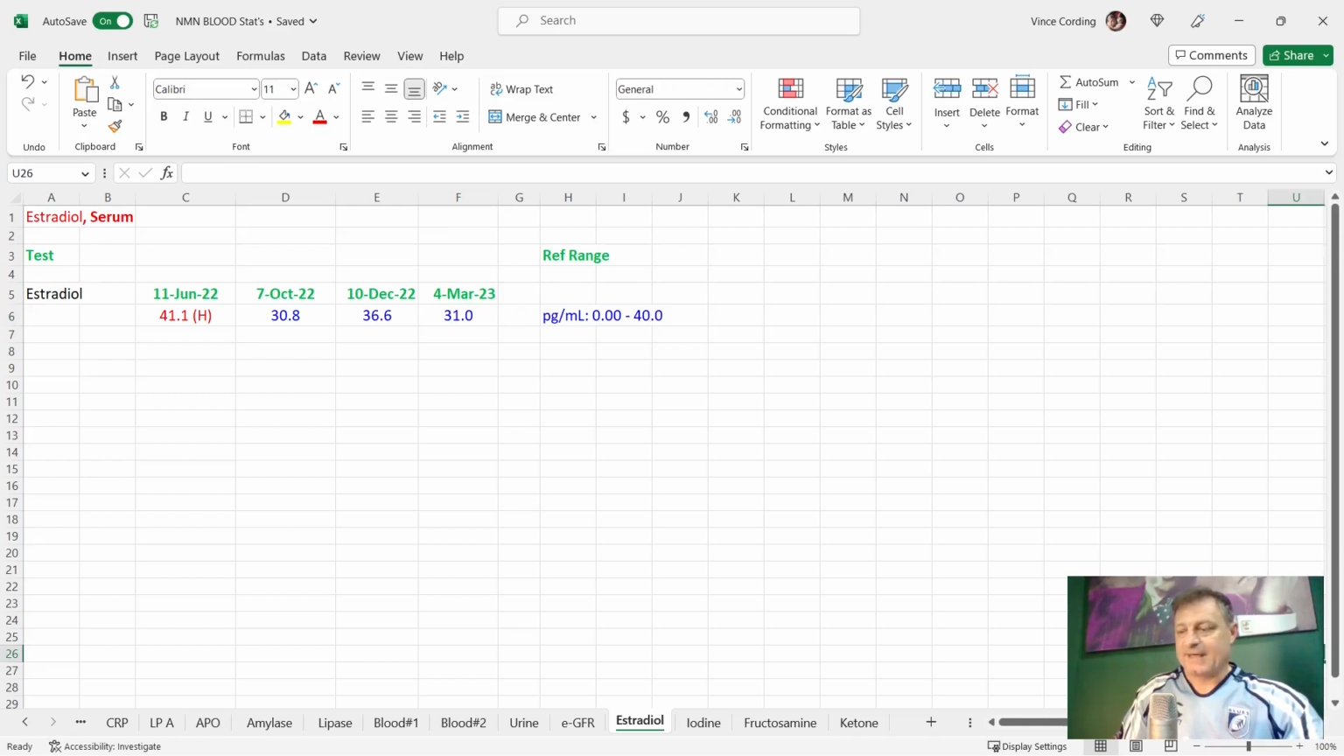But I'm happy with the estradiol, which is the estrogen marker for men, which is now down to 31, well down from the 40 that it was when I first got tested. So the next test I did was for my iodine. That's because, so I didn't do testosterone, I did iodine instead.